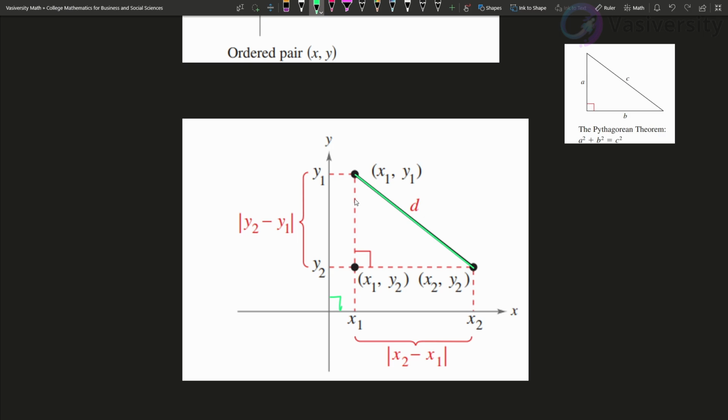So in our case, this is our side A, this is our side B. And we're given that A is equal to the absolute value of y2 minus y1, and B is the absolute value of x2 minus x1. Okay, so then what would be the distance formula?